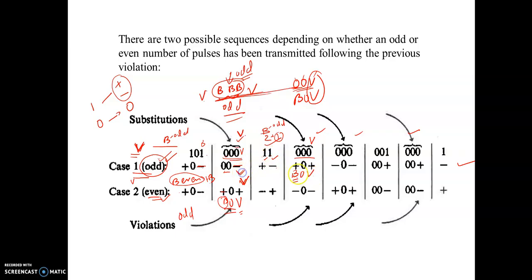Between two violations it will be odd. So you have to substitute B0V. B means bipolar alteration. Previous was negative, so it should be positive. Then 0. Then V. V means the violation. Previous was positive, so violation means again positive.